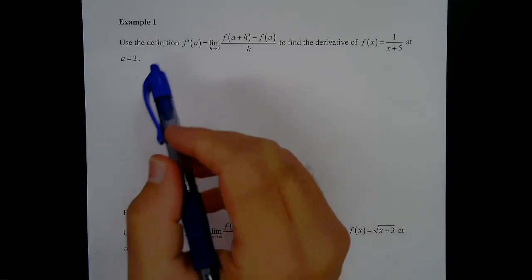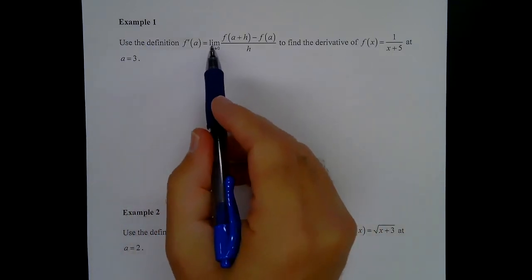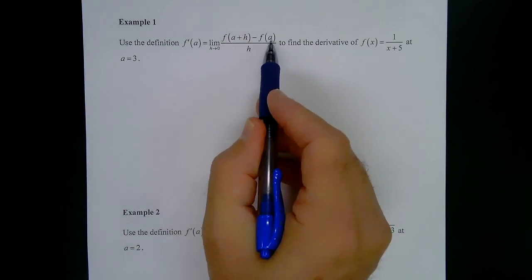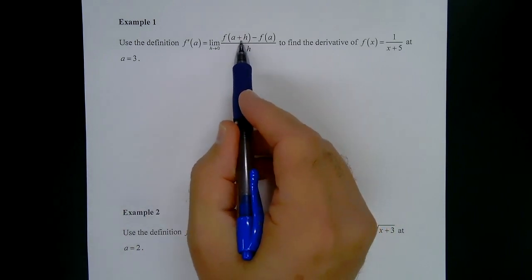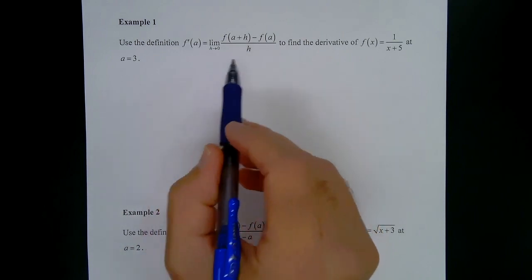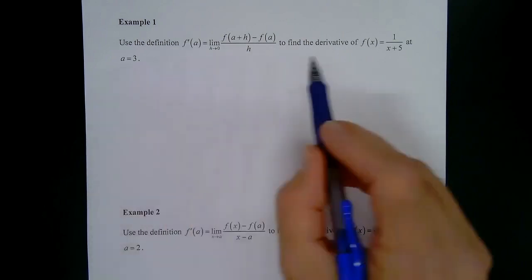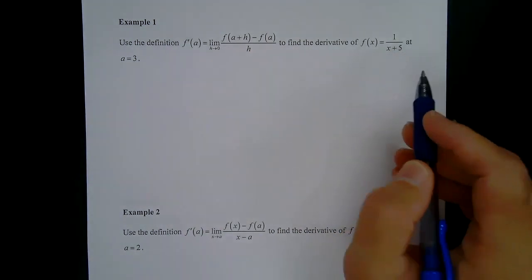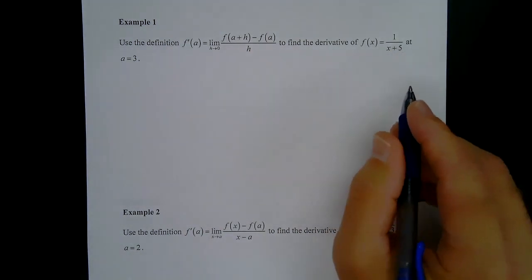So for this, we're going to use the definition f prime of a is equal to the limit as h approaches 0. So here's my point. It's going to be at a, and my second point is going to be a plus h, so it's going to be to the right, okay? And my a in this case is going to be 3, and my function is 1 over x plus 5. So I did one very similar to this one yesterday with you guys, okay?